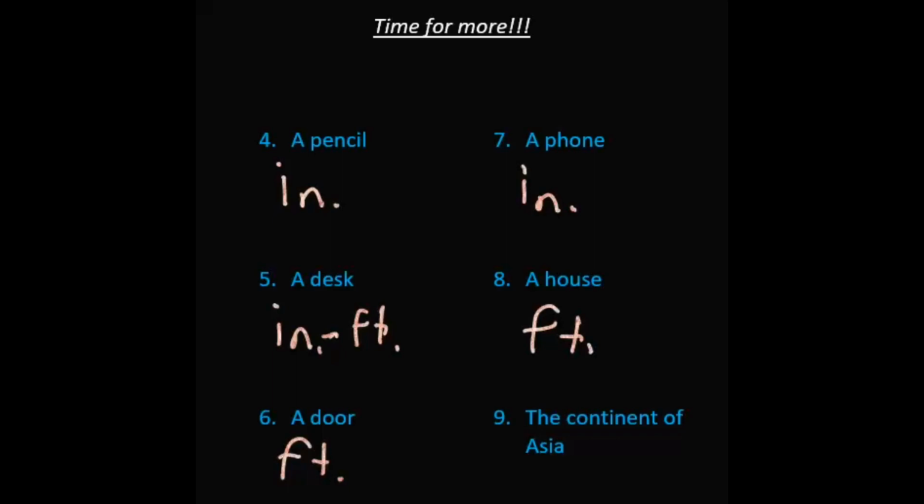Next we have the continent of Asia. There's no way I'm measuring the continent of Asia through centimeters. That's just plain crazy. And no way I'm measuring it in inches or feet or yards or meters. The most reasonable option here is miles. It's the biggest and it would cover the most space and give us the least number and the easiest number to deal with, right?